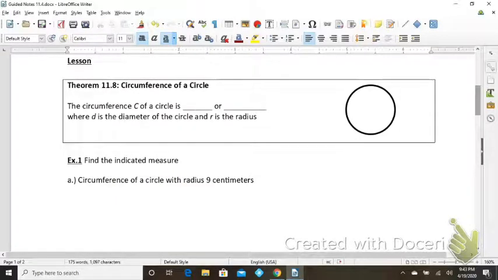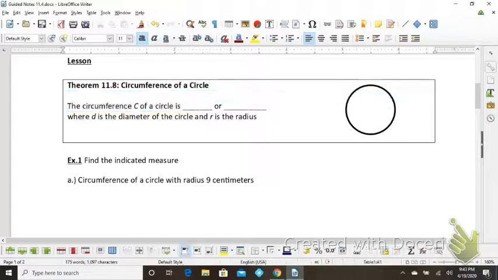The circumference, capital C, of a circle is found by taking 2 times pi times the radius, or you can just take pi times the diameter. Note that D is the diameter of the circle, R is the radius. Hopefully you already know that the diameter goes all the way through the center of the circle.